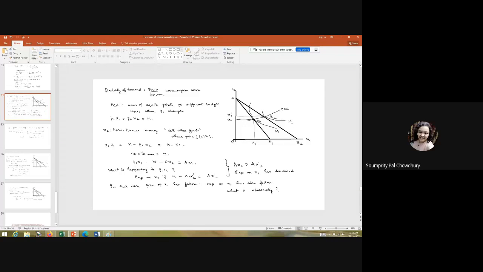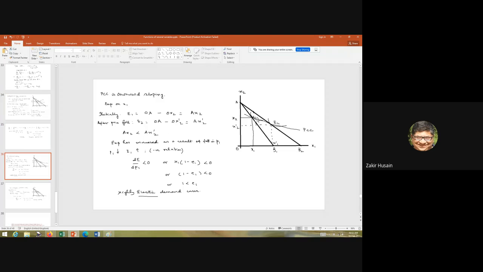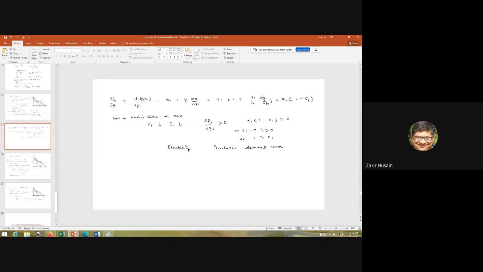You have to say that given the slope of the PCC, expenditure is changing in this manner. Here it is rising, here it is falling, or whatever. That is the first step. Second step is this one. You have to prove, use this line. And the third step is you go back to the earlier thing and you just prove this.